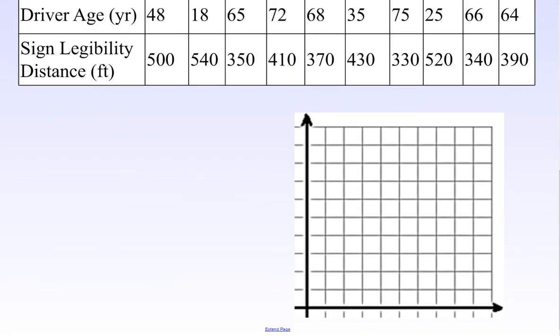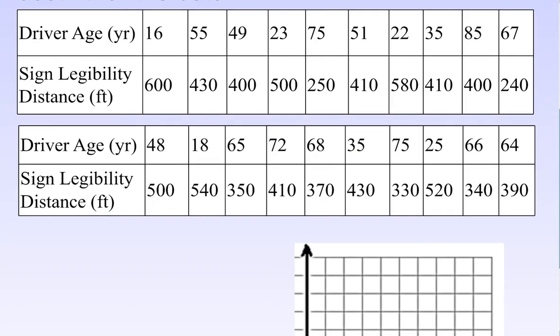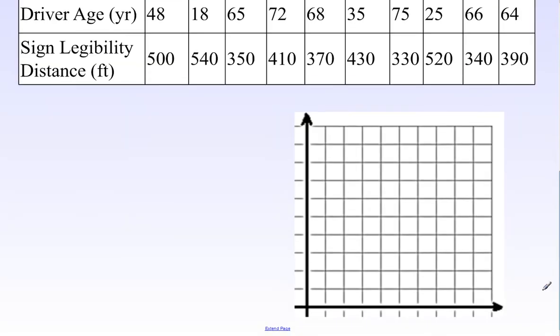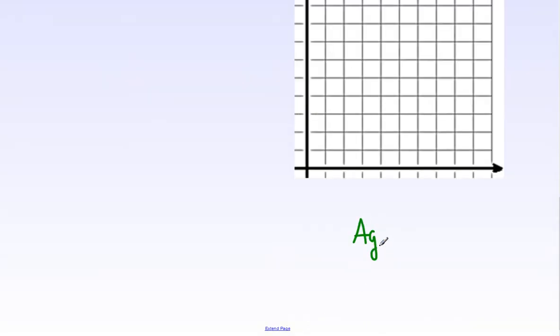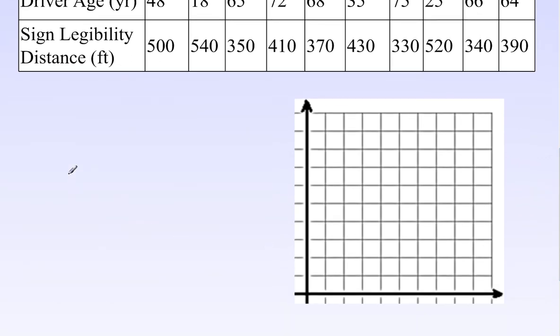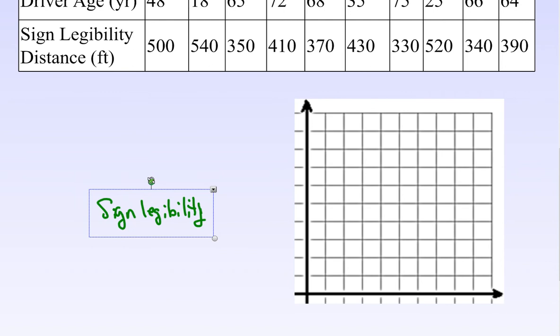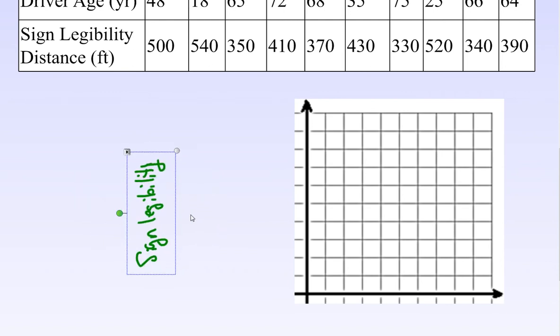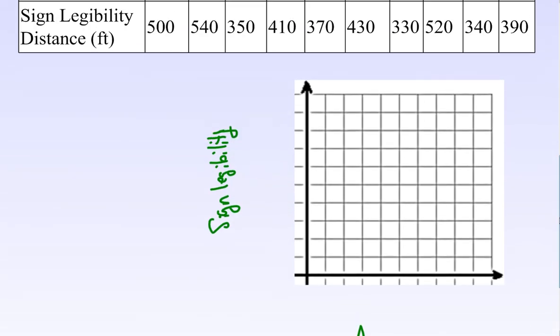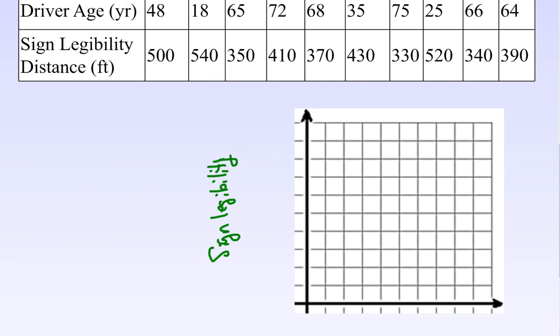So down below here we have this. As before, the first variable is our x, the second variable is our y. So the driver's age, let's just call it age, in years goes here, and the sign legibility distance, that's how far away they can read the signs. It is always a good practice to label your axes. So age, sign legibility, even if my writing is not legible anymore.